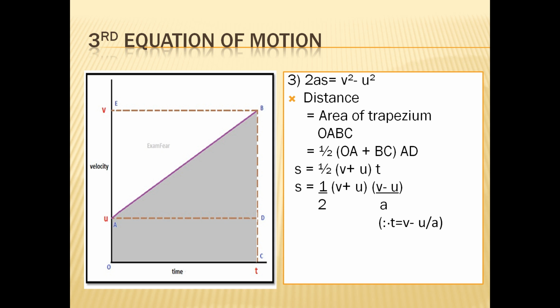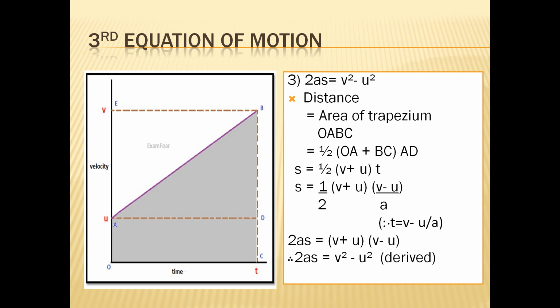Now solving this, 2 and A is in the denominator. If we shift it to the other side, we get 2AS equals V plus U in one bracket and V minus U in another bracket, which becomes your maths identity, A plus B into A minus B, which is A square minus B square. So here it will be V square minus U square. Thus we have derived our third equation also, that is 2AS equals V square minus U square. This again is a question of 3 marks. So these 3 derivations of equations you have to write down.